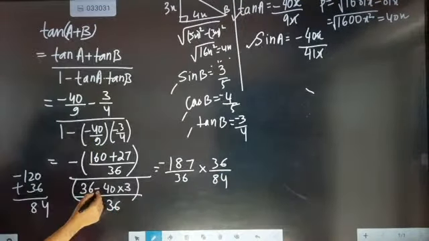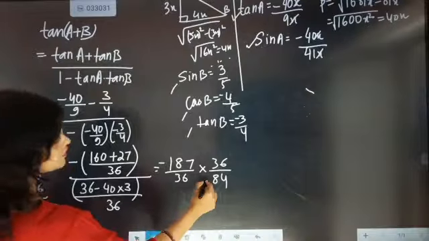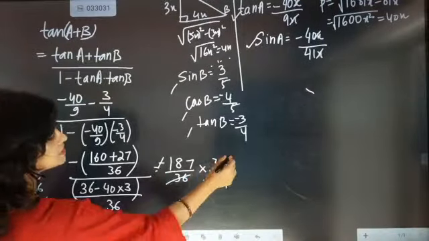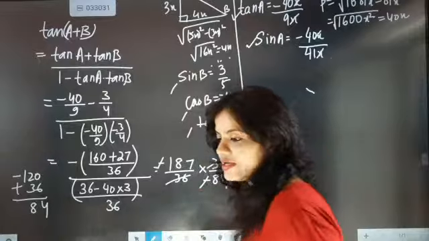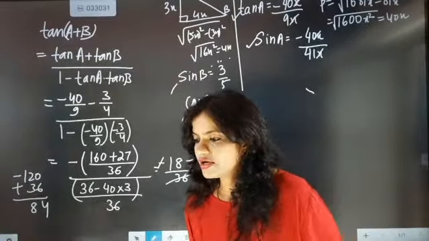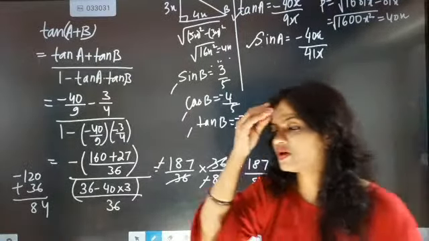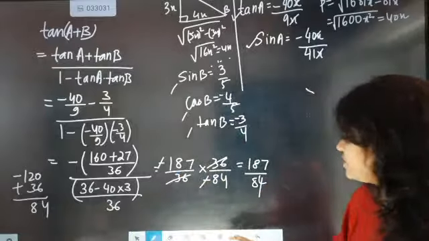But here this number is bigger and negative, so this part will become minus, and minus and minus cancel. So 187 by 84. Understood? So like this you have to attempt the question. Like this you have to play with the question.